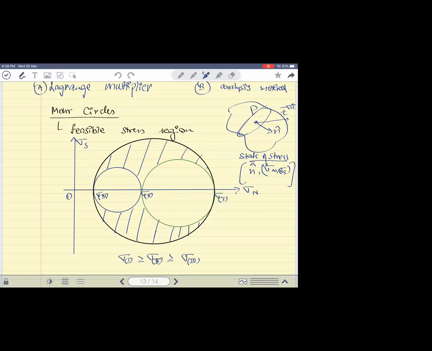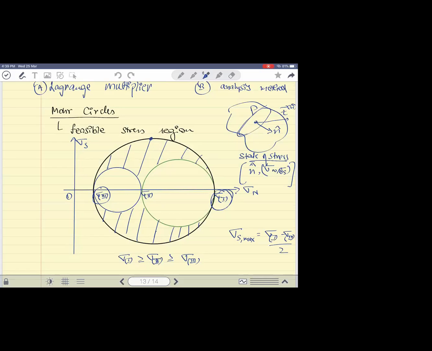It tells us that the sigma n cannot go beyond sigma 1. So that means sigma 1 is the maximum value of normal stress. Similarly, sigma n cannot go below sigma 3. That means sigma 3 is the minimum normal stress value for a given stress tensor at a given point P. Similarly, my sigma s cannot go beyond a limit. So sigma s max is sigma 1 minus sigma 3 by 2, which is the radius of the black circle. Similarly, sigma s min is the negative of that, so it cannot go below that.